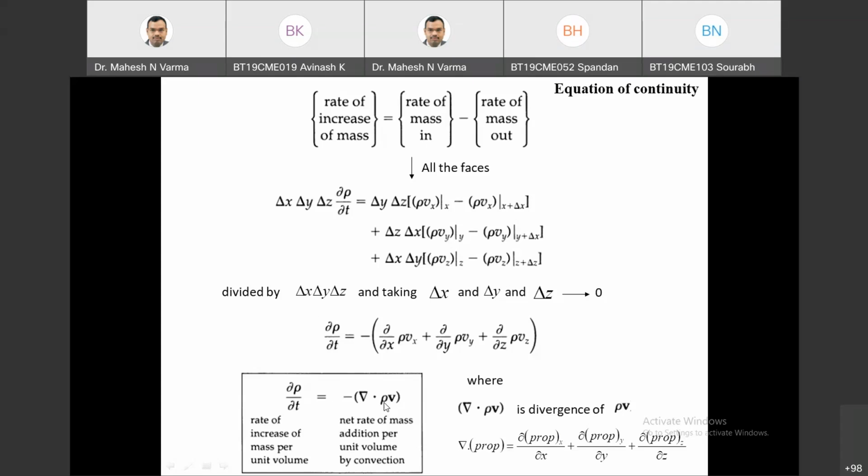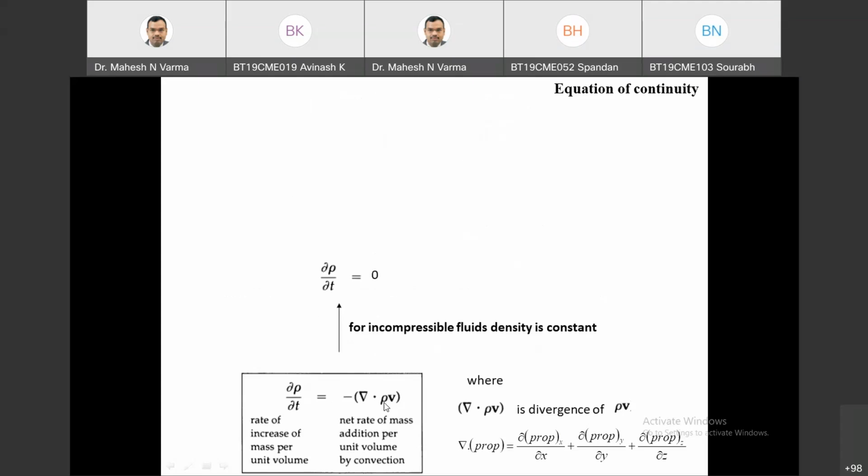the divergence of rho v. And then we have used many times a simplified form, or a special form, of this continuity equation for incompressible fluid. Incompressible fluid means a constant density system. Constant density system means d rho by dt will be 0, and this rho can be taken out. So del dot v will be equal to 0.